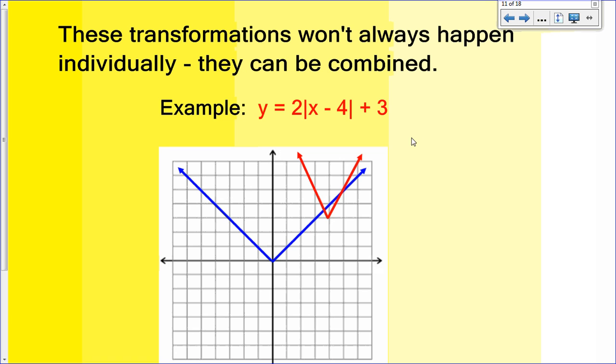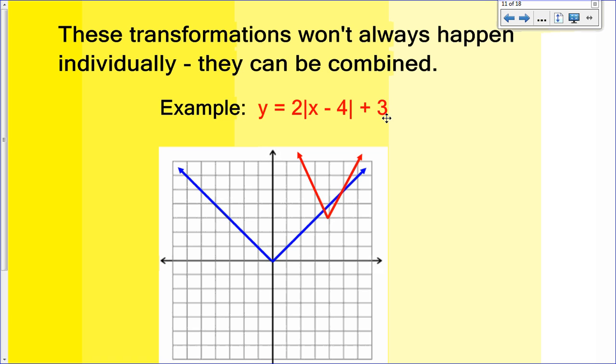They're combined. So here's a case where we have y equals 2 times the absolute value of the quantity x minus 4 plus 3. The blue is our parent function, y equals the absolute value of x. A positive 2 means that our graph is going to open upward, and 2 actually indicates the slope.